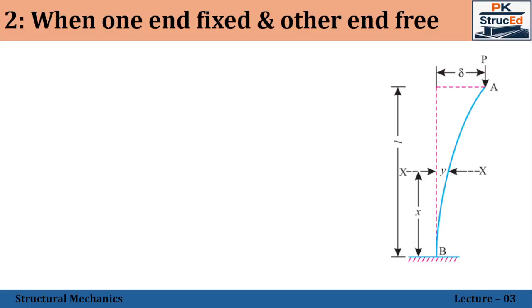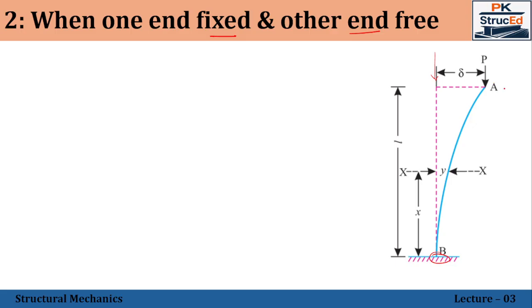Next, let me go with the second case wherein one end is fixed and the other end is free. That is, the point B is fixed and the point A is free. So once the force has been applied along the axis, since there is no restraint at the point A, it tends to sway in this direction. Whereas this point will not sway because it's a fixed end. So this sway distance has been taken as delta, over which the column sways at the point A.